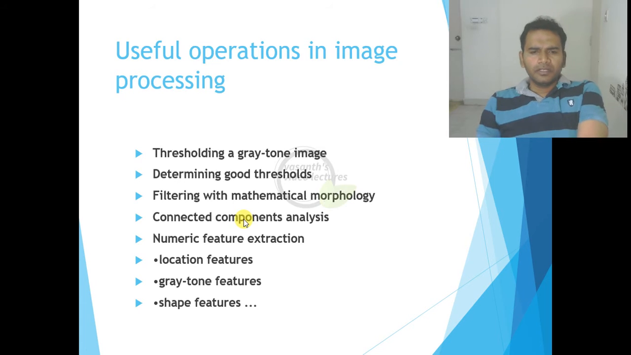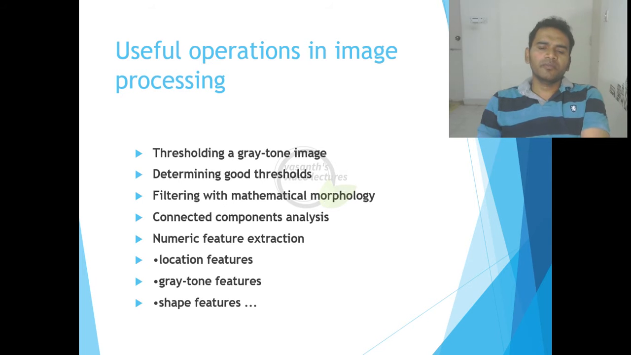Some useful image processing operators are thresholding. You know very well about thresholding. A level of image intensity at a particular region is captured, and that is applied throughout the image, which generally happens in a grayscale image. Determining good thresholds: whichever thresholds are good, those images are said to be good because there is a uniform distribution of light intensity. And then fundamental morphological filtering, and then connected component analysis.